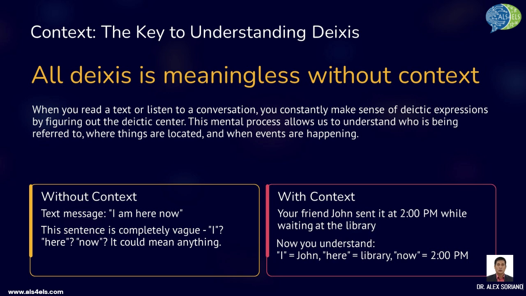With context, if you know that your friend John sent it at 2 p.m. while he was waiting at the library, the sentence becomes perfectly clear. The context tells you that "I" is John, "here" is the library, and "now" is 2 p.m.